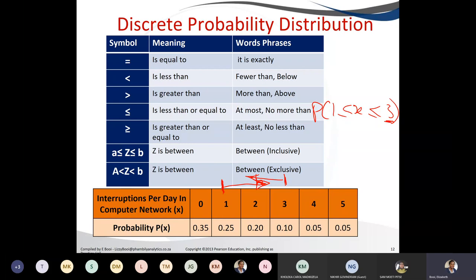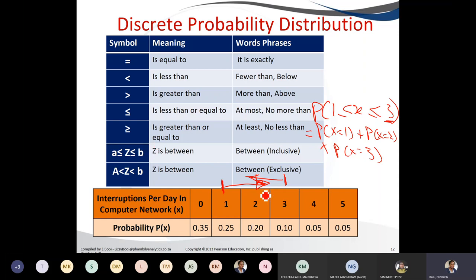And with that, it means the probabilities will be the probability X is equal to 1 plus the probability X is equal to 2 plus the probability X is equal to 3. And you just add all of them. 0.25 plus 0.2 plus 0.1. And that will give you 0.55. And that is the between inclusive.